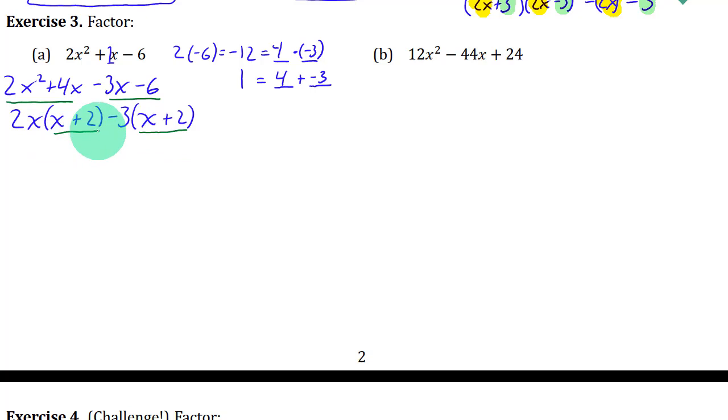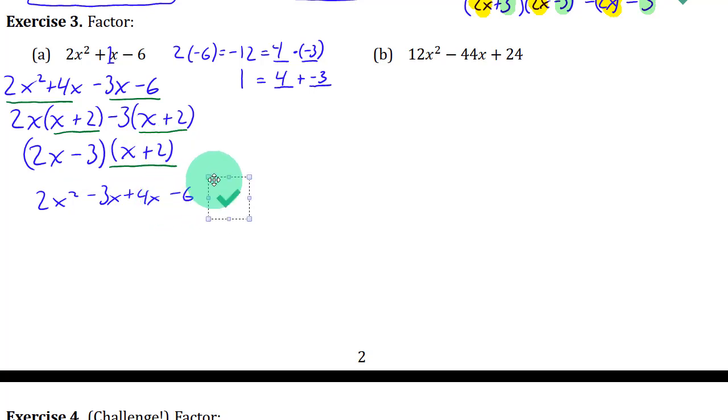So these two big terms now each have a factor of x plus 2. So that's going to turn this into 2x minus 3 times that x plus 2 part. And it's a good idea to FOIL this out. Make sure it works. You're going to get 2x times x is 2x squared, minus 3 times x plus 4x. And then -3 times 2 is -6. So that works.